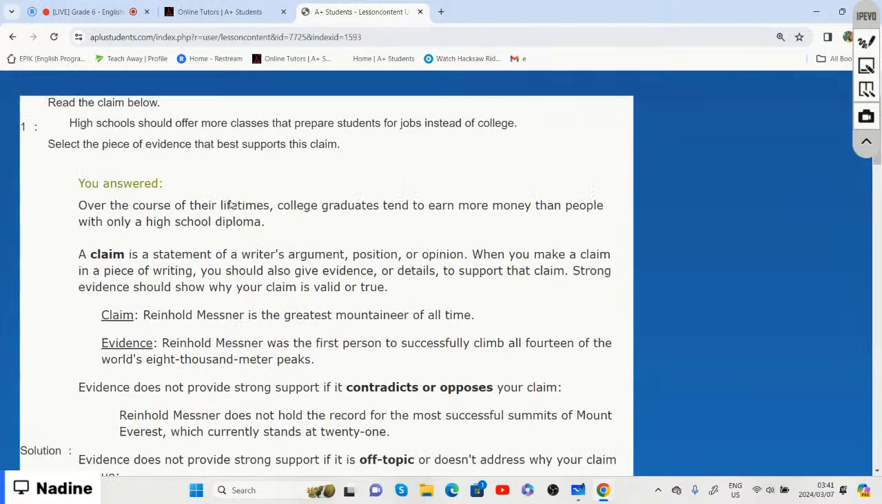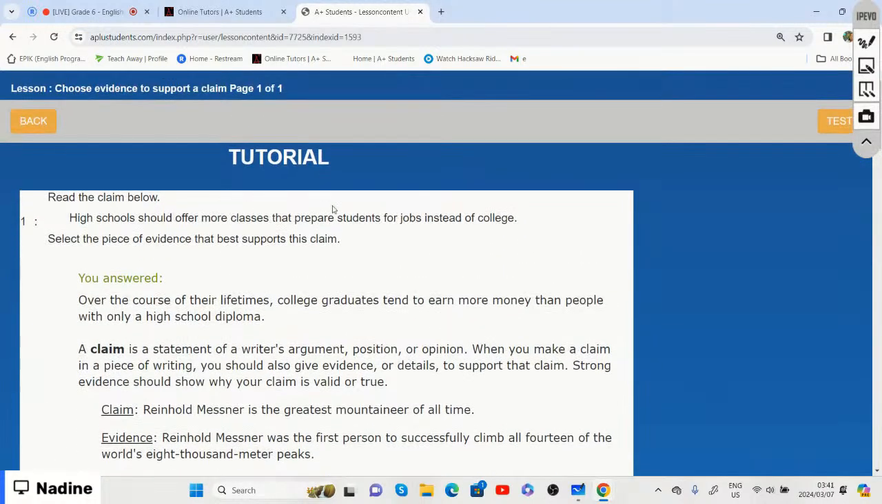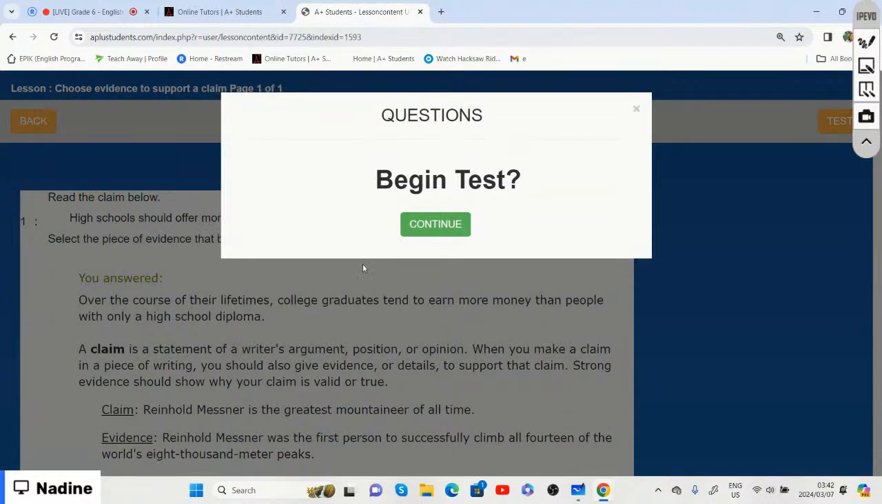So which means that with claims, you need to have it in writing. When you make a claim, there needs to be strong evidence. You need to give all of the details to support your claim. Only strong evidence should show why your claim is valid or true, and that is why certain claims are kicked out, either because of a lack of details or because the evidence is not strong enough.